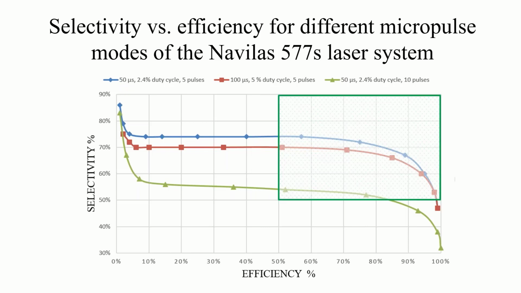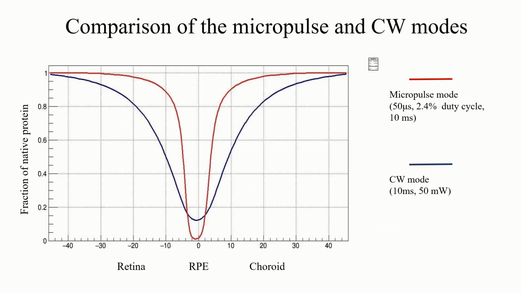The Micropulse modes can produce a selective effect on the RPE in a narrow range of parameter values. An increase in the micropulse duration, duty cycle, and number of pulses leads to a decrease in the selectivity. When comparing this micropulse mode, with a micropulse duration of 50 microseconds, 2.4% duty cycle, and 10 millisecond pulse envelope, 5 pulses, with the continuous wave mode with a time duration of 10 milliseconds and power 50 milliwatts, it can be seen that the harmful effect to the adjacent structures outside the RPE is almost 5 times less.